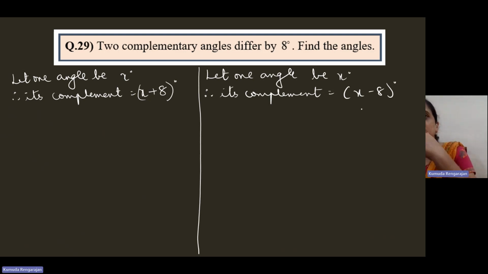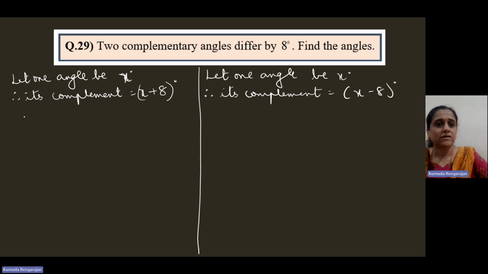Do you understand the assumption? Just take an example, like what I told you now. If the smaller angle is x degrees, then its complement will be greater, right? So it will be x plus 8. Or if this one angle is the greater one, then the smaller angle will be x minus 8. They differ by 8, so it can be plus 8 or minus 8. So this is about the assumption.